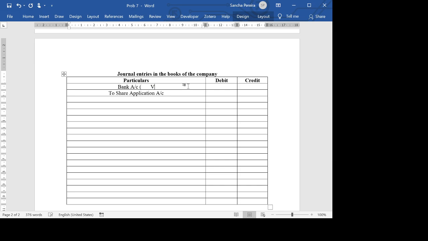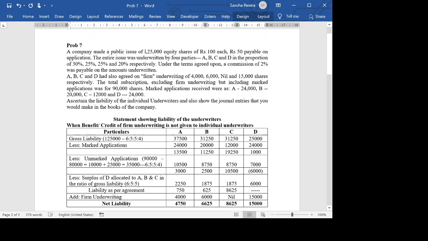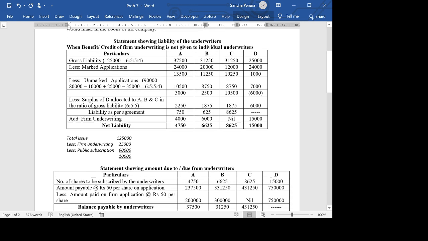Now, how many applications have been received from the public? Look at the problem and tell me how many applications have been received from the public. What is the meaning of application money? Application money that you have received, either from the public or on account of firm underwriting. How many people have subscribed to the shares? You can even look at this.